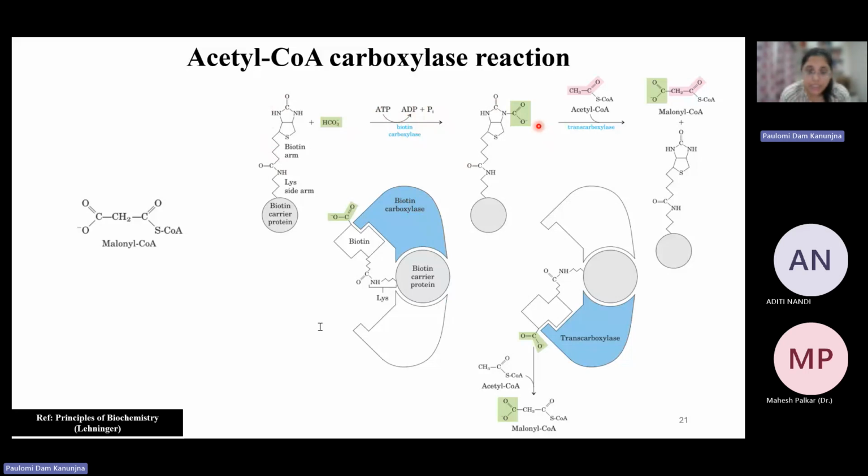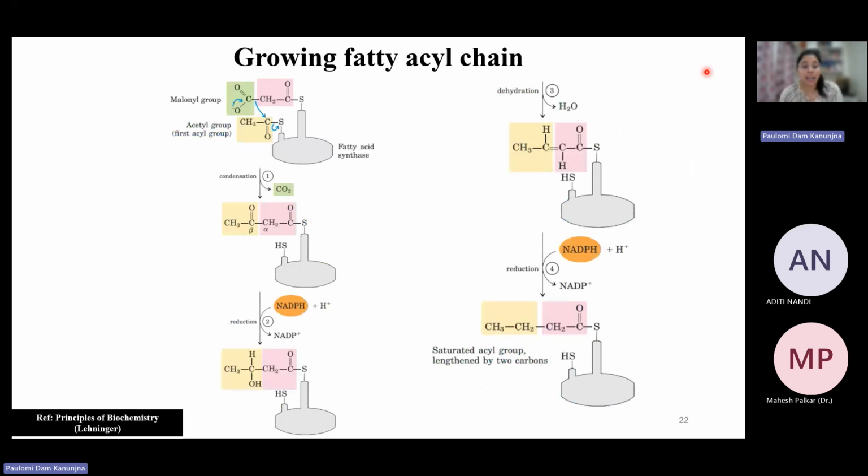Okay. Then, the next part is transcarboxylase, where you have the acetyl coenzyme A added to this backbone, which gives you the malonyl coenzyme A. So you have first the incorporation of bicarbonate, second the incorporation of acetyl coenzyme A. Together they give you malonyl coenzyme A. And this is very important for lipid biosynthesis, right? And we'll see how.